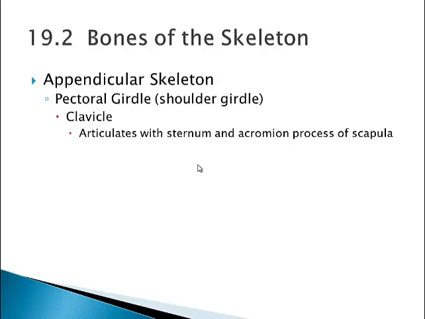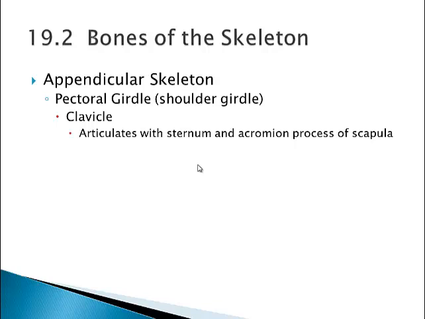Moving now to our appendicular skeleton. These are going to be the bones of the arms and the legs and their associated girdles. The pectoral girdle, or upper limb girdles, are specialized for flexibility, whereas the lower limb girdle is specialized for strength.